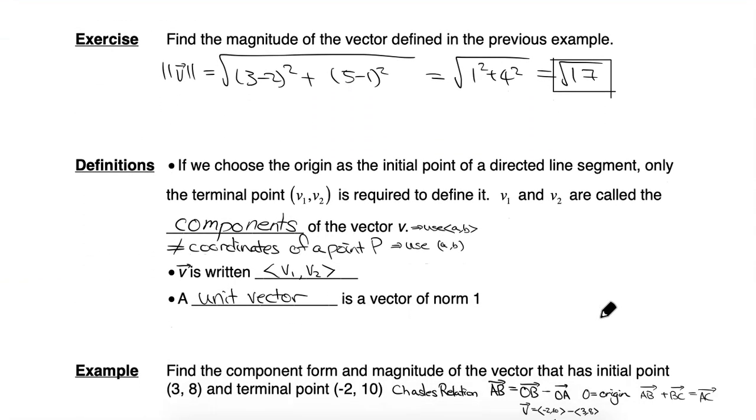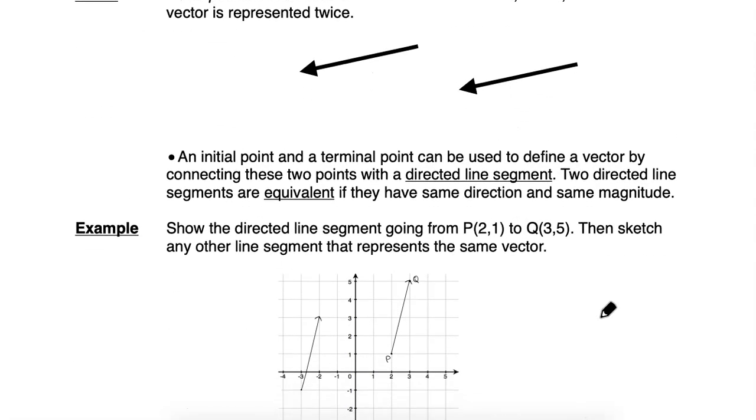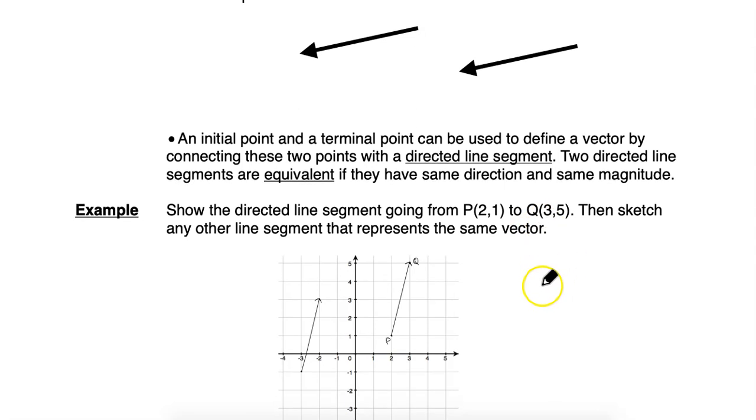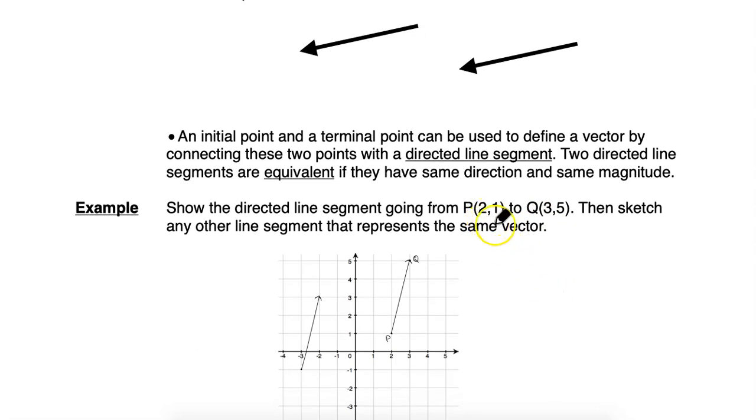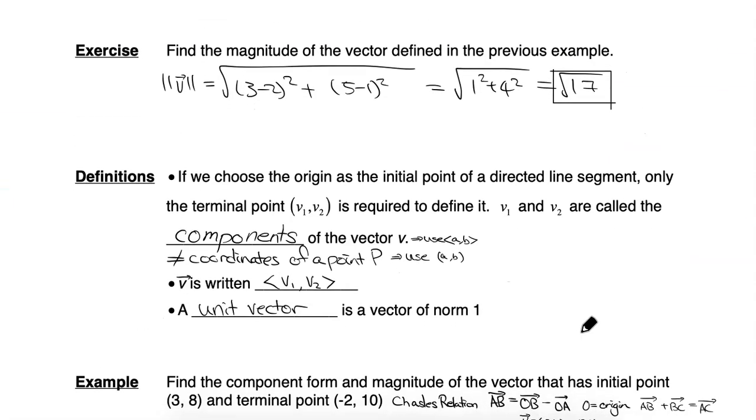To find the magnitude, we will apply the Pythagorean theorem. So in the example above, in order to find the magnitude of V, we will set up, so the vector here is the vector 1, 4, because from 2 to 3 there's 1, and from 1 to 5 there's 4. So for the magnitude, it's 1 squared plus 4 squared, and we take the square root of that. So the magnitude of V is root 17.